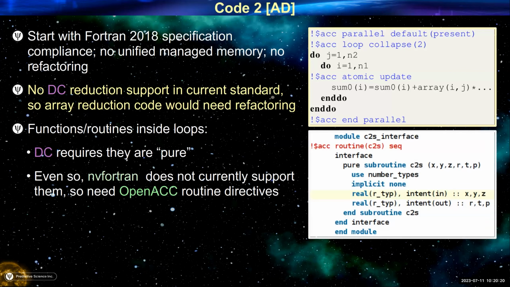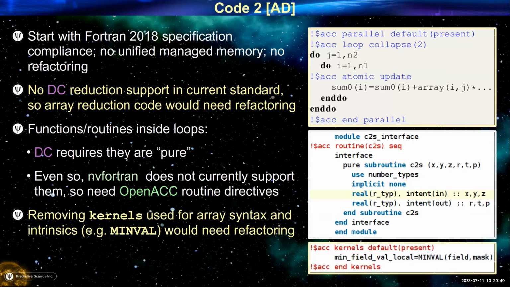Functions and subroutines inside of loops, in the language spec, they need to be pure functions in order to be inside of a do concurrent loop. We do have pure functions, but the NVIDIA compiler doesn't seem to support that. So we still need this OpenACC routine directive declaration. Also, occasionally we are using the OpenACC kernels command around Fortran intrinsics, like this minval you see here. In order to get rid of that, we would have to expand that into an explicit loop and code that ourselves. So we're not doing that at this stage.